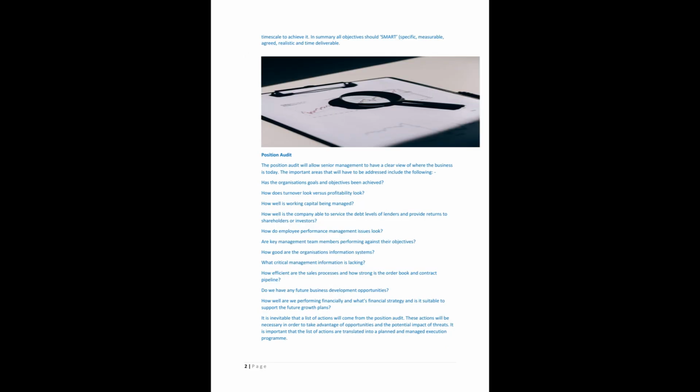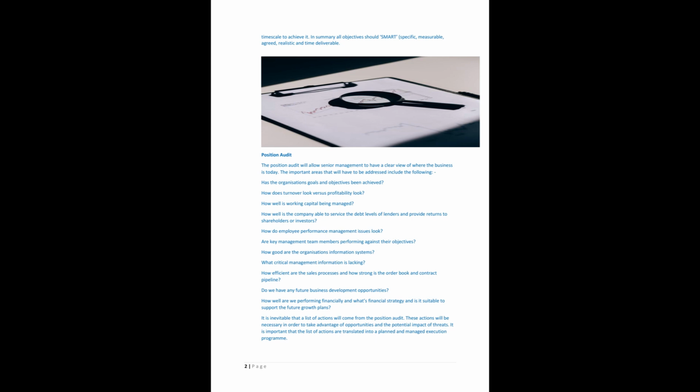Position audit gives senior management a clear understanding of where the business currently stands. It looks at whether the organization's goals and objectives have been met and compares turnover with profitability to assess financial health. The audit also examines how well working capital is managed and whether the company can service its debts while providing returns to shareholders. Employee performance and whether key management are meeting their goals are reviewed, alongside an evaluation of the organization's information systems to identify any critical gaps.